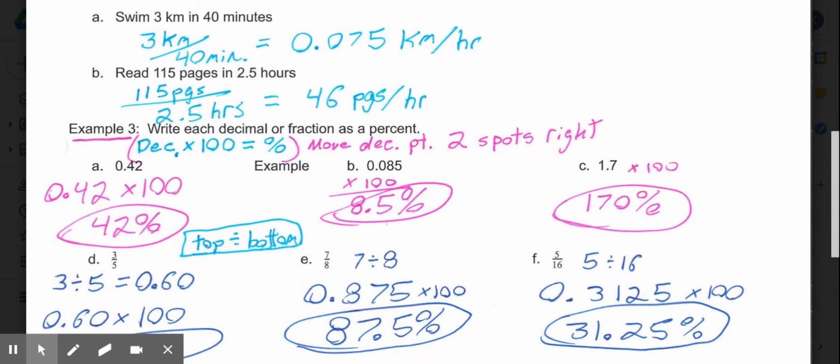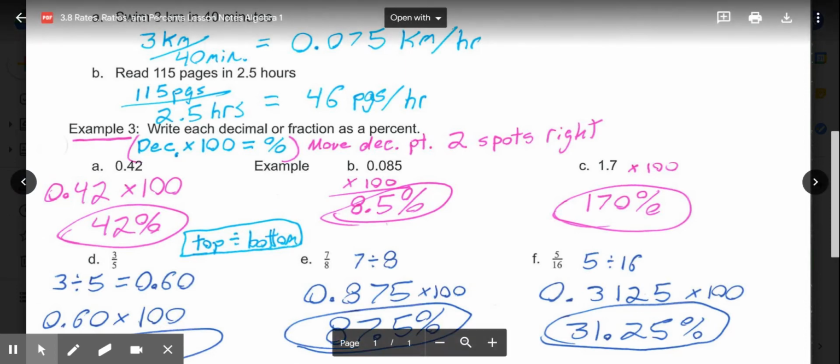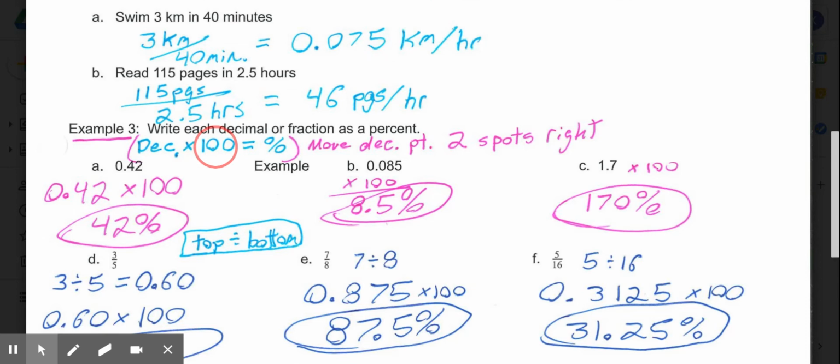And then example 3, write each decimal or fraction as a percent. Now remember, decimal representation is one way we can represent a ratio. Another way would be as a fraction. So a decimal representation, 0.42, is the same as 42 over 100. Now, to convert any decimal to a percent, you take the decimal and you simply multiply it by 100, and that'll convert it to a percent.